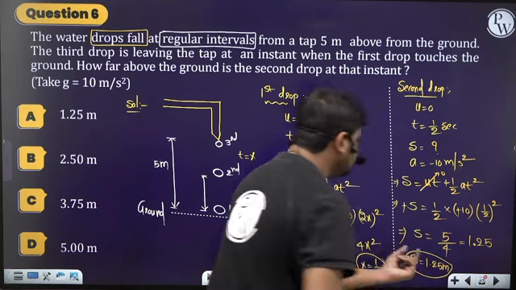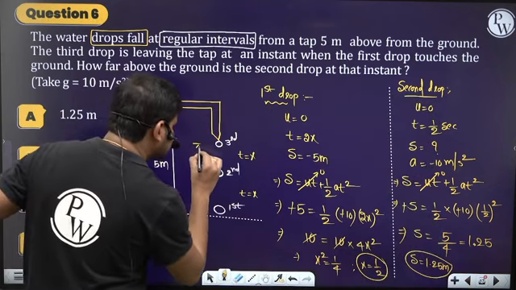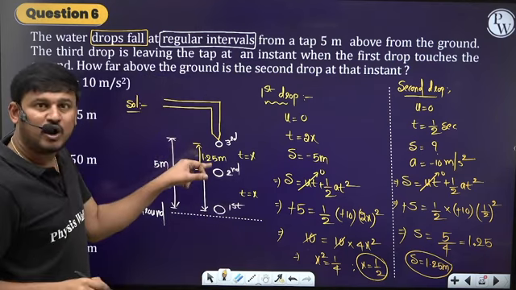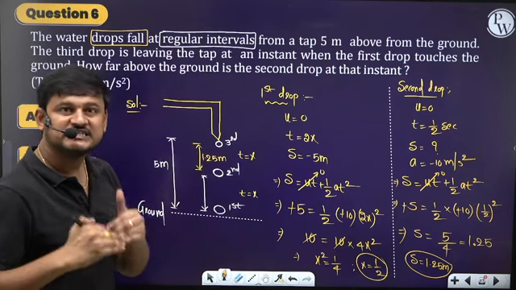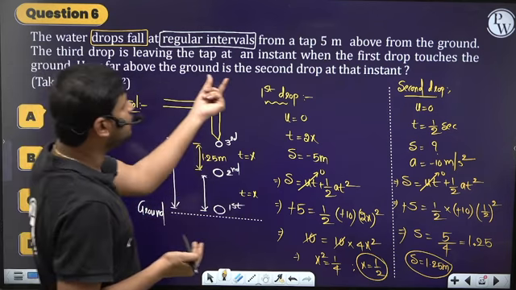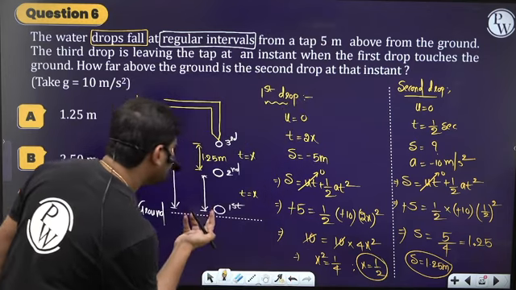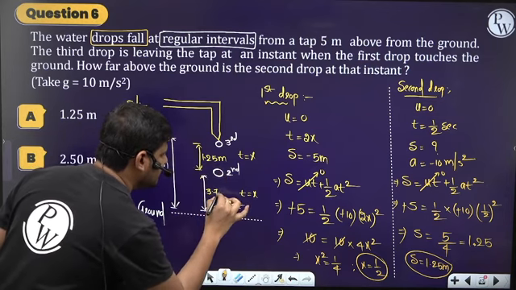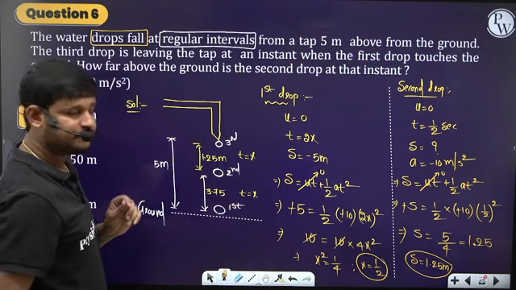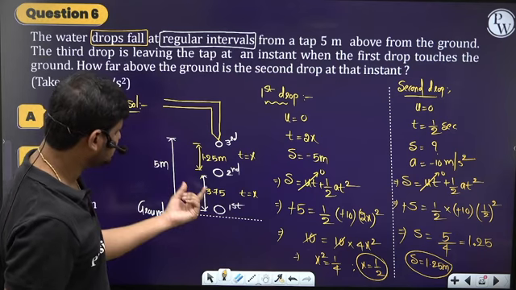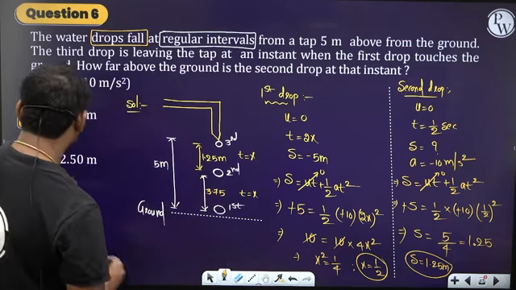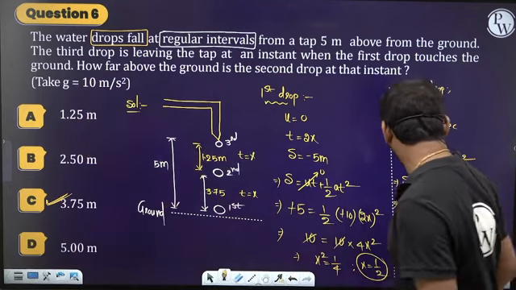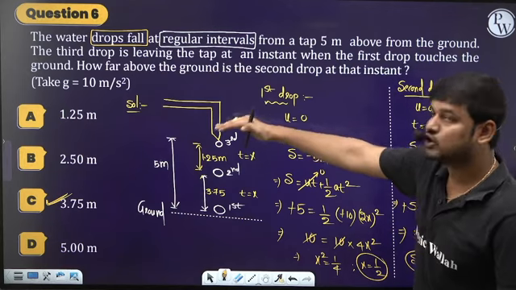So from where is this 1.25 meters? This is at a distance of 1.25 meters from the top, from the water tap, not from the ground. But they are asking from the ground. See here, how far above the ground is the second drop at that instant? So if it is 1.25 from the top, obviously this is going to be 3.75, right? Because the total distance is 5. Understood? The total distance is 5. So obviously 3.75 from the ground. So don't put the option 1.25 directly when you get this, because this is from the top, from the water tap.